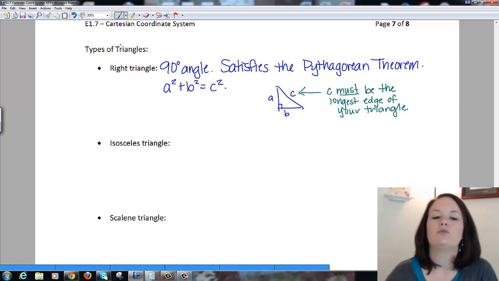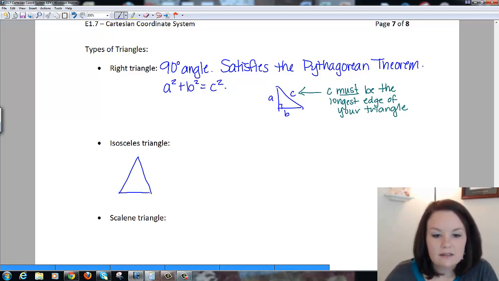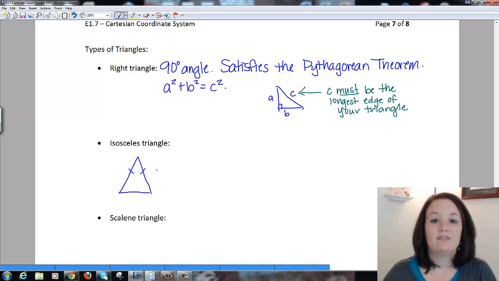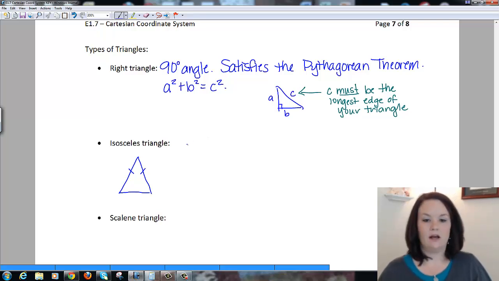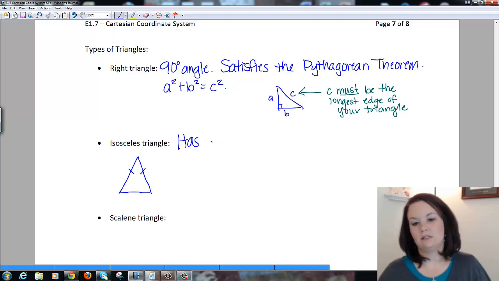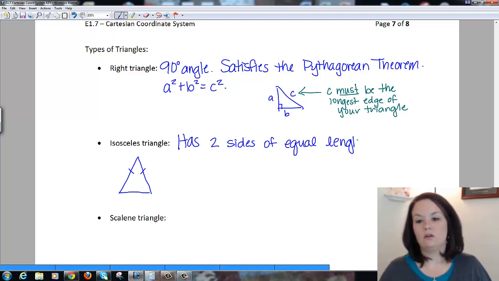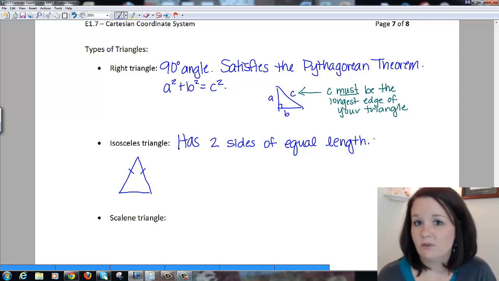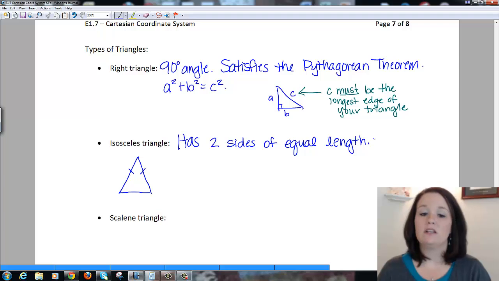The second type of triangle we're looking for is an isosceles triangle. An isosceles triangle looks something like this, where two of the sides have the same length. Okay, so that's what I'm going to put. Has two sides of equal length. Now I don't care about three sides. I don't care if it's an equilateral triangle. I'm only looking for isosceles, which means that two of the sides are the same length.